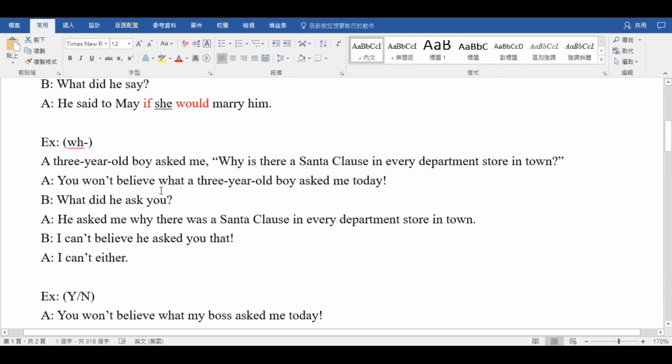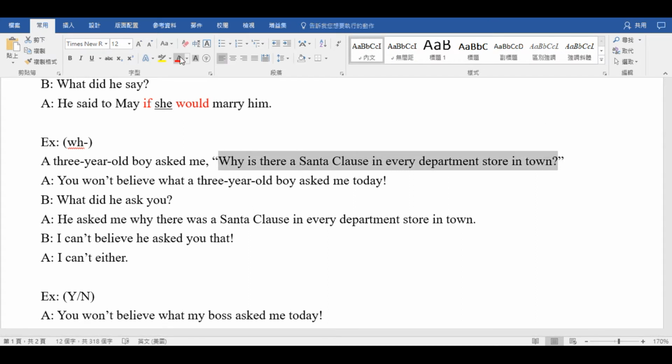Next example, the direct speech sentence is, a 3-year-old boy asked me, "Why is there Santa Claus in every department store in town?" So this is a regular question over here, and it's not a yes-no question, it's a WH question. As you can see, the WH word is over here, so we do not need the help of either if or whether. So let's move on.